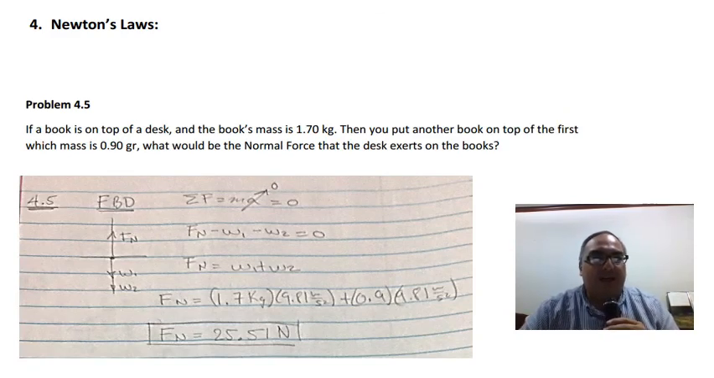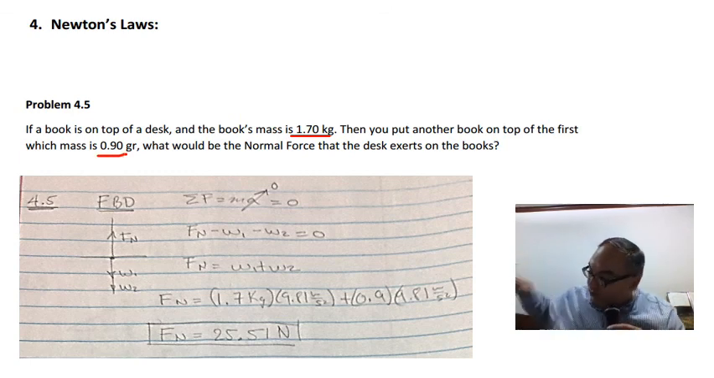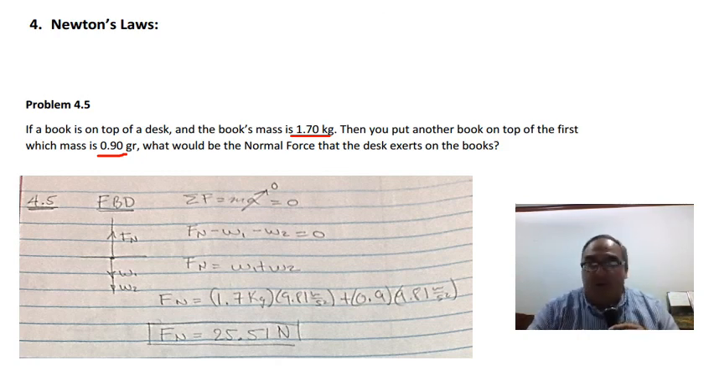And this one, the problem is kind of the same thing. We have our book, 1.7 kilograms, and we also put another book on top of the one that we had. So what we have then is the same free body diagram. We have normal force going up, the reaction of the table, and we have weight 1 and weight 2. The same thing, sum of forces equals mass times acceleration. Acceleration is 0, so this term goes to 0.